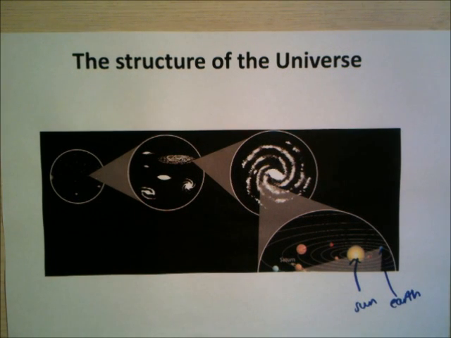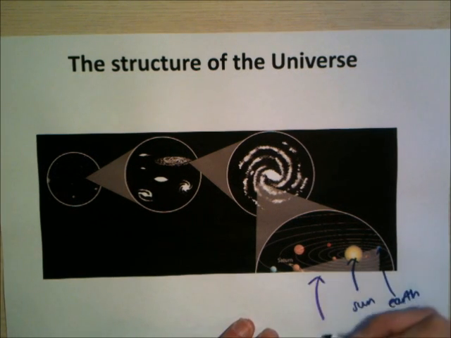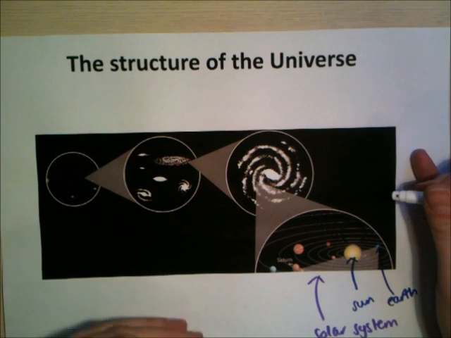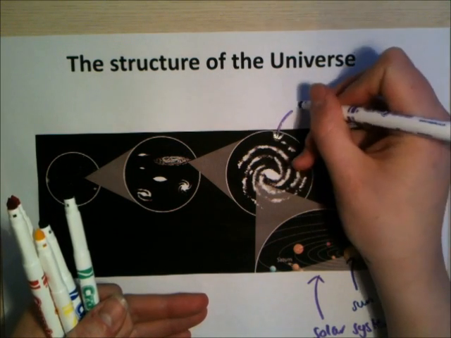The sun is a giant ball of gas, and it's not very special. There are thousands of millions of suns, or stars, because the sun is a star. There are thousands of millions of stars in every galaxy. Now this we know is called the solar system, so I'm going to just label that there, solar system. Now each galaxy has got thousands of millions of solar systems in it.